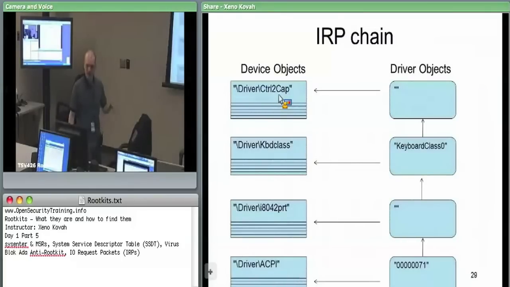And so ControlToCap actually attaches to an existing chain. Before you install ControlToCap, there's this existing chain, these bottom three entries. ControlToCap basically attached to it and said, I want to see data that's being targeted for keyboard class 0, which is a device that pertains to the keyboard. It's basically a device where keystroke information is going to be going.